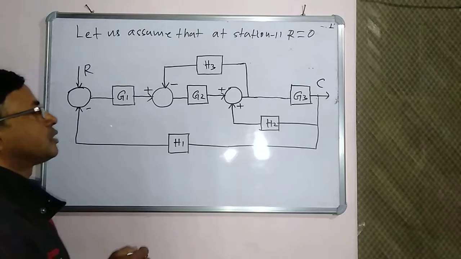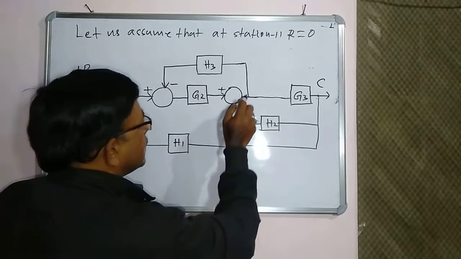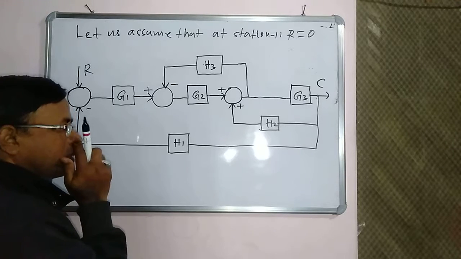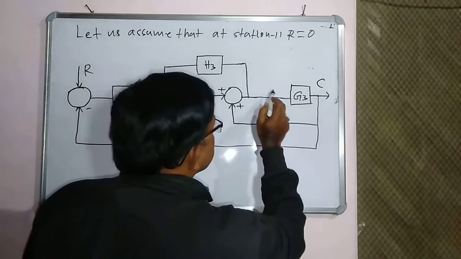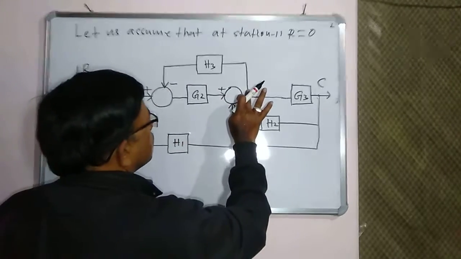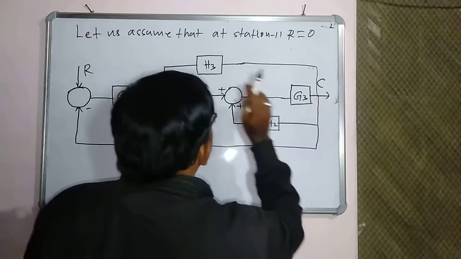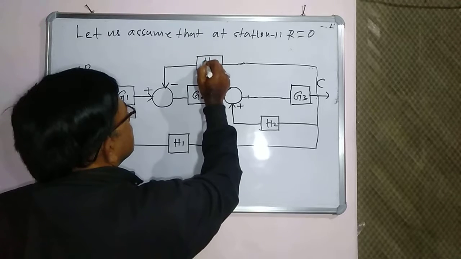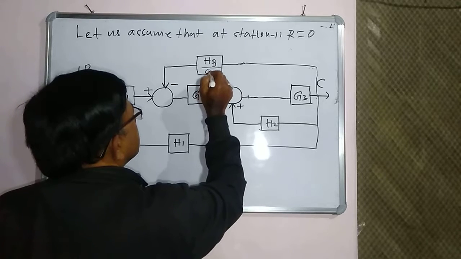So already I told you in my previous lecture, you should not operate the summing point and takeoff point at a time. So the problem may be more and more complicated. Therefore, if you shift this takeoff point to this side, the problem will be very much simplified. Therefore, now we will shift this takeoff point to this side. Then G3 will be, that is H3, this will be H3 by G3.